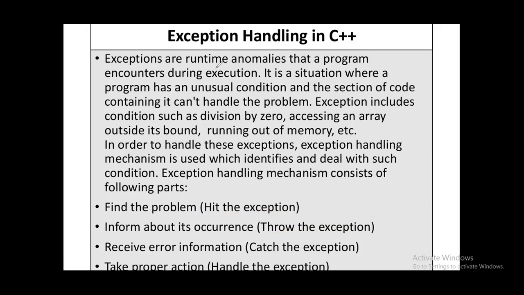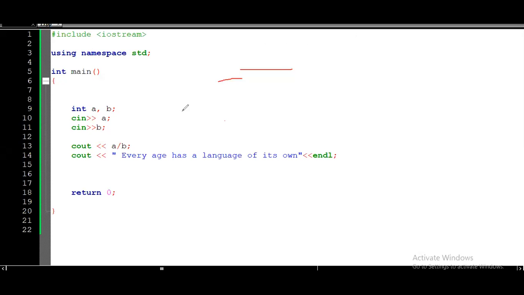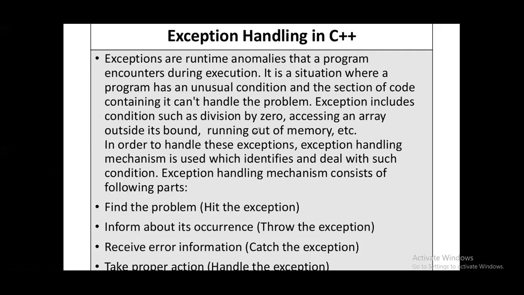Now exceptions are runtime anomalies. So what is an anomaly? You are giving a random input, or there's a situation you faced that you didn't know, that a program encounters during execution. The last program that I have shown you was a very normal program. There was no error from the programming part. Still, a random input by the user caused your program to crash. So this is the anomaly.